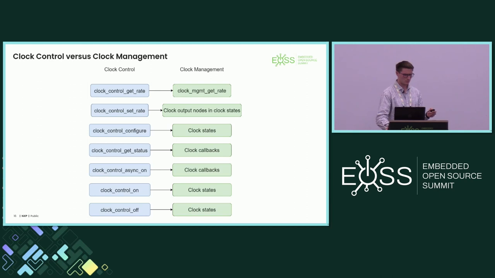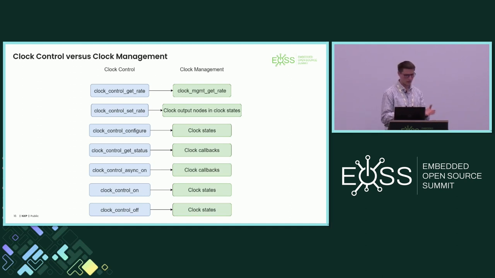Clock control configure is relatively straightforward. This was already passing a void pointer through, and now we would use clock states to define those configuration values and then pass them through to clock drivers. Get status and async on. Both of these, I think we can probably handle via the callbacks, because what you're interested in is the status of your clock, and we can pass that down via this notify API, in particular async on. If you're looking to see when a clock turned on, then you can wait for a callback to say its rate has gone from zero to not zero, the clock is now on.